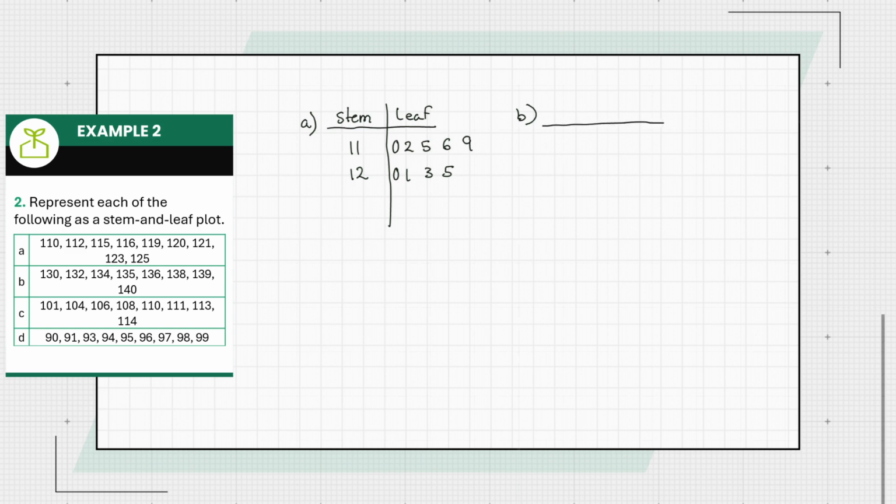Alright, for our next one, we are going to do 130s and 140s. So we need a 13 and a 14. Alright, our values are 130, 132, 134, 135, 36, 38, and 39, and then 140.